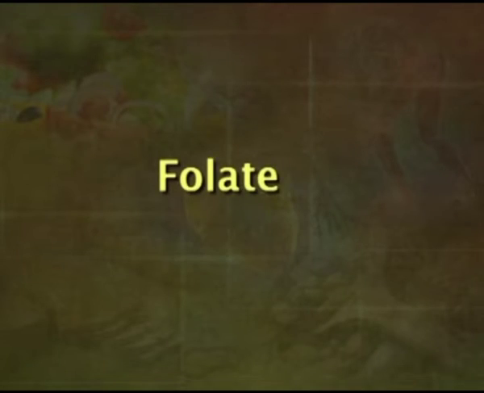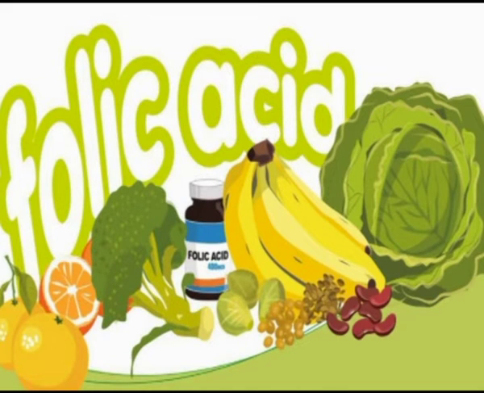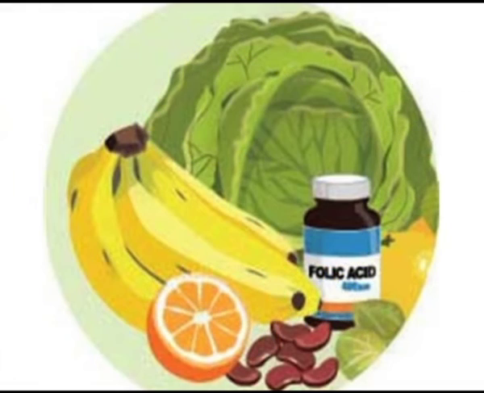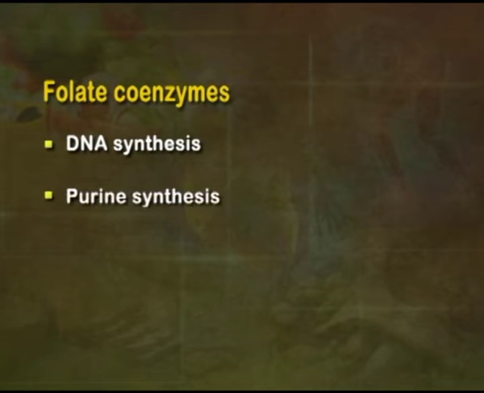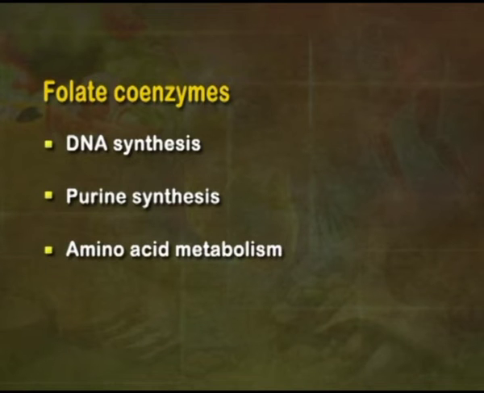Coming to the next vitamin, that is folate. Folate is a B vitamin that exists in many chemical forms. Folic acid, the most stable form of folate, occurs rarely in food but is the form used in supplements and fortified food products. Folate coenzymes are involved in numerous reactions that involve DNA synthesis, purine synthesis and amino acid metabolism.